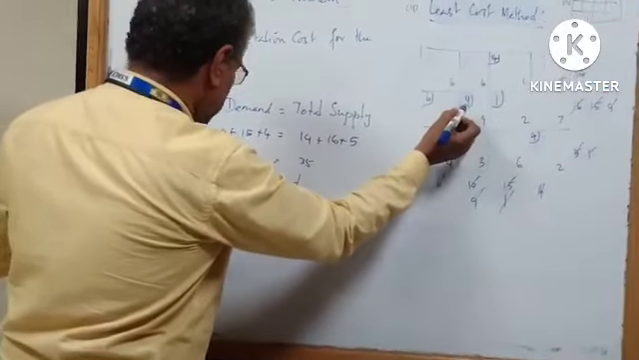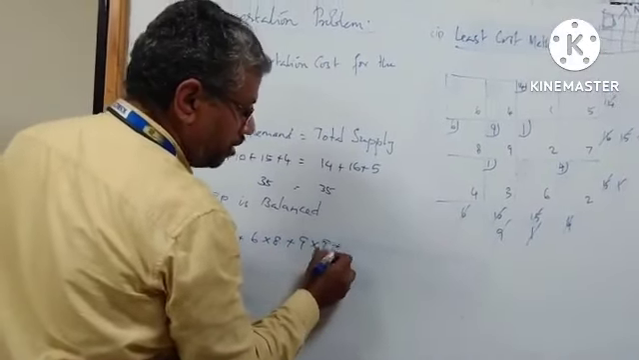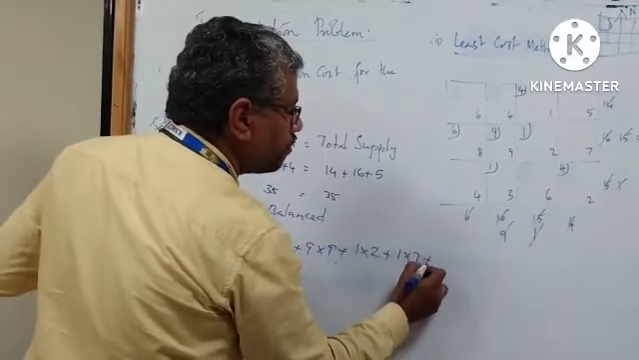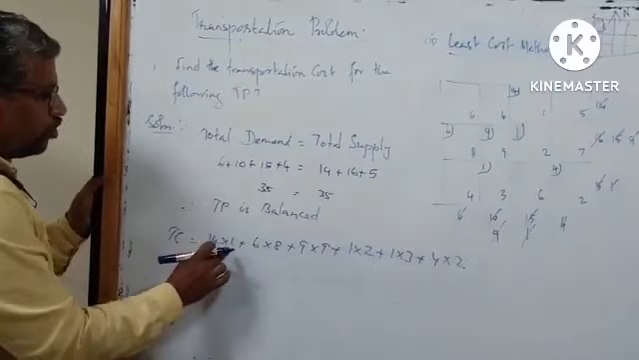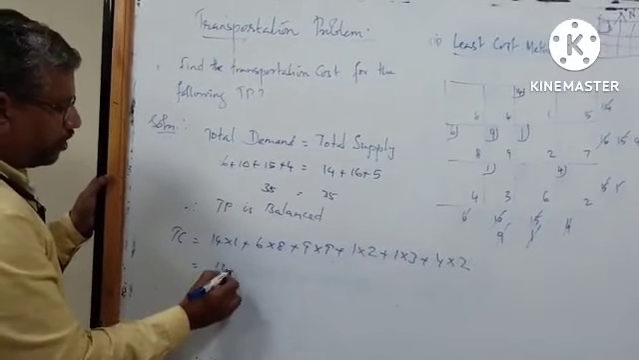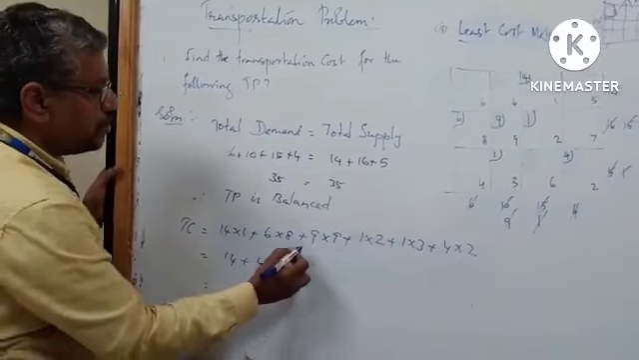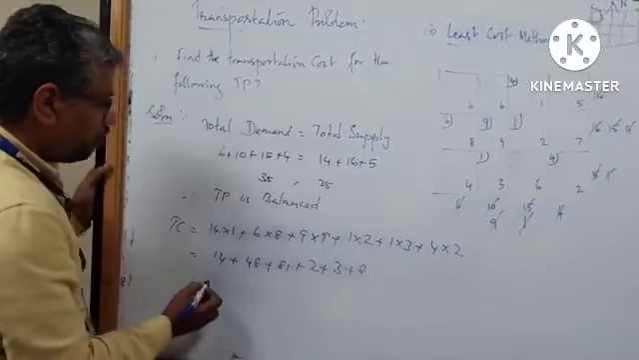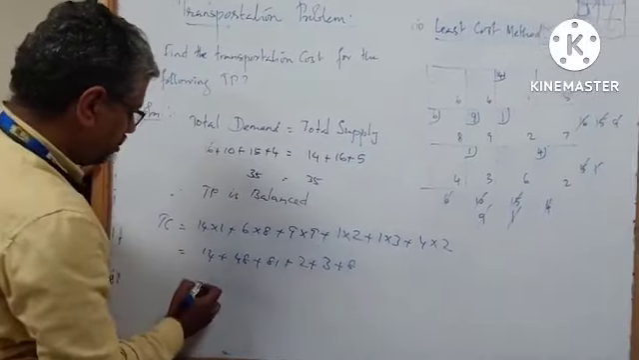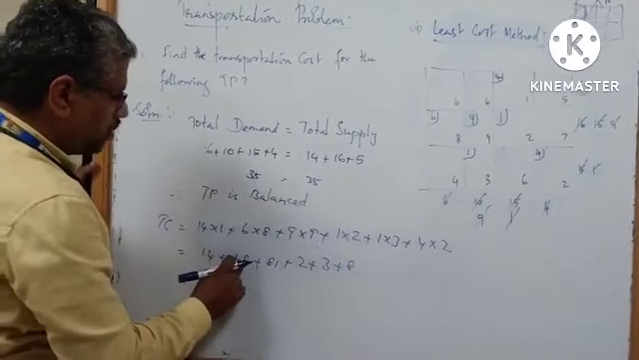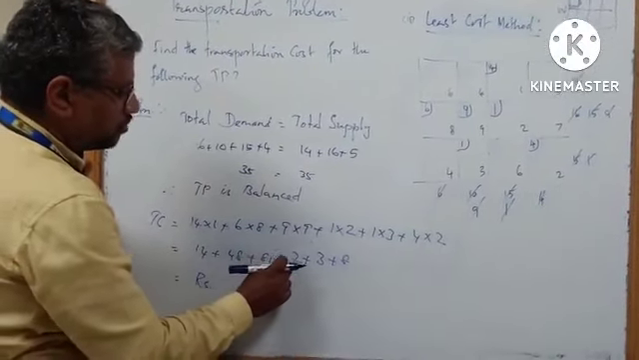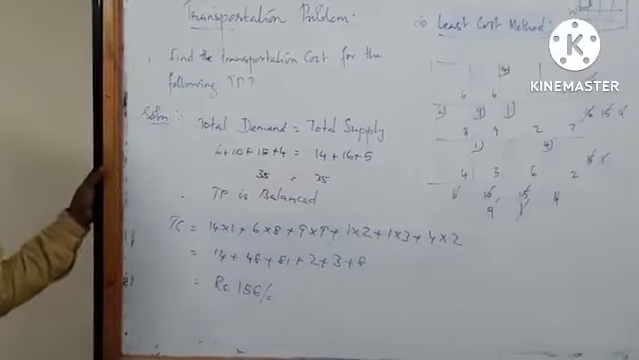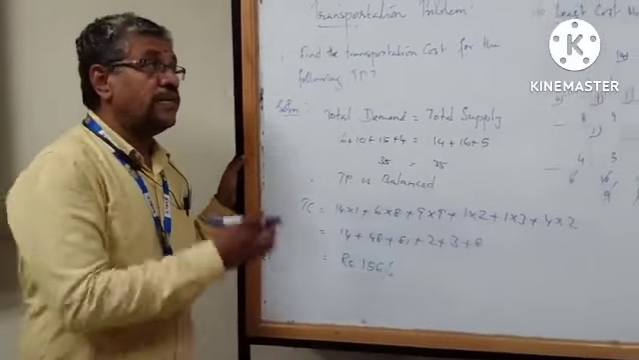Since it is a total transportation cost, we have to add 9 into 9 plus 1 into 2 plus 1 into 3 plus 4 into 2. So 14 into 1 is 14, 6 into 8 is 48, 9 into 9 is 81, 2 plus 3 plus 8. If we add all those things, we get 156 as the total transportation cost for the given problem by using the least cost method.